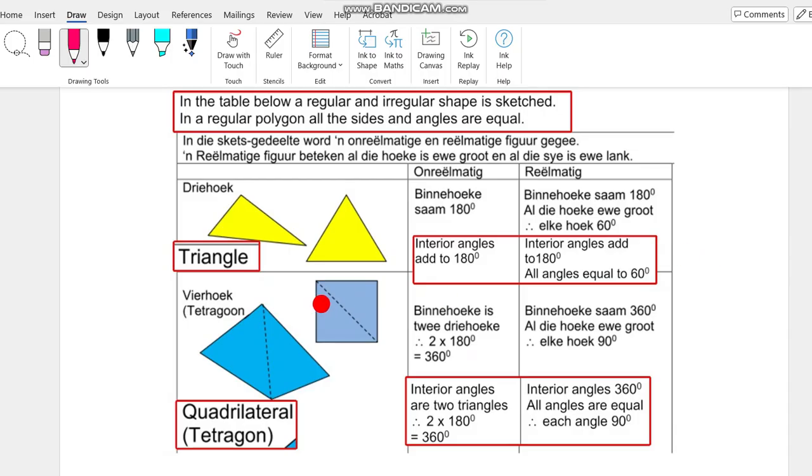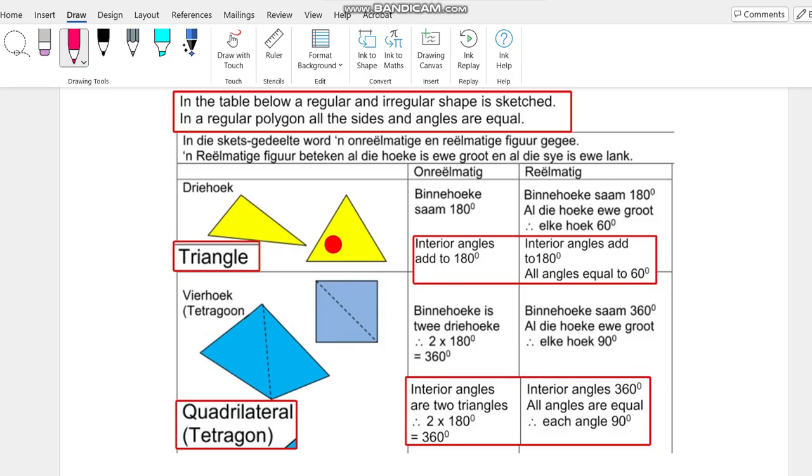This I would also like to just talk to you about quickly. In the table, we've got a triangle and we've got a tetragon, which is a square basically, a driehoek and a vierkant. And then we have onreëlmatig en reëlmatig, which is irregular and regular. I did not put that in English there. So onreëlmatig means irregular and reëlmatig means regular.